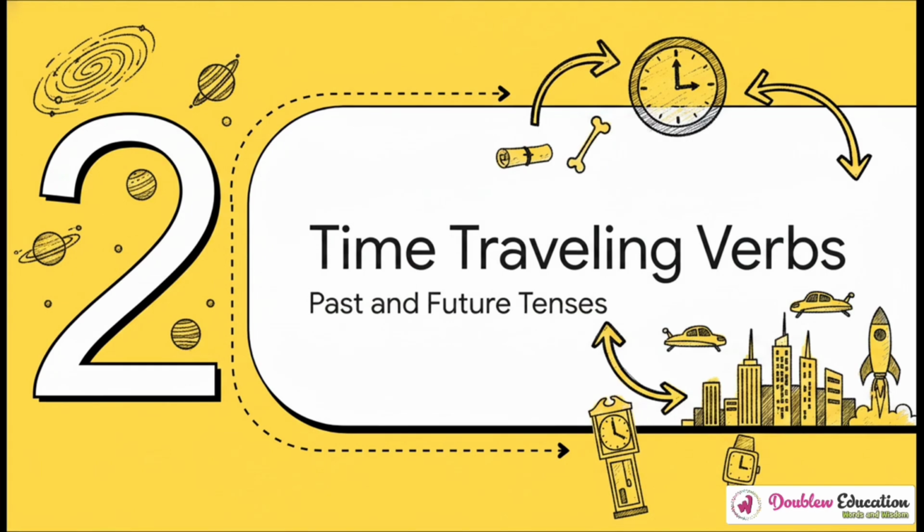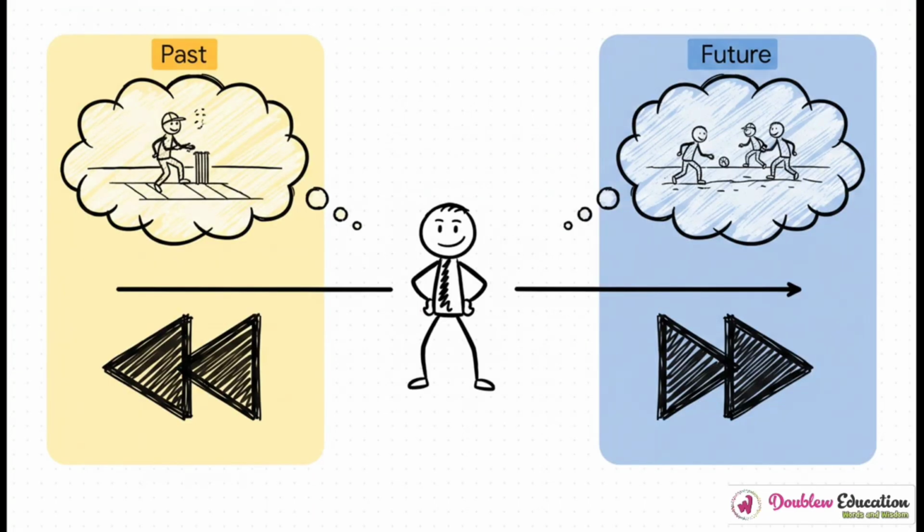But what about things that were happening yesterday, or things that are going to be happening tomorrow? Well, guess what? Our verbs can act like little time machines. So let's all become time travelers and see how we can talk about the past and the future. And you won't believe how easy it is to travel in time with our words.